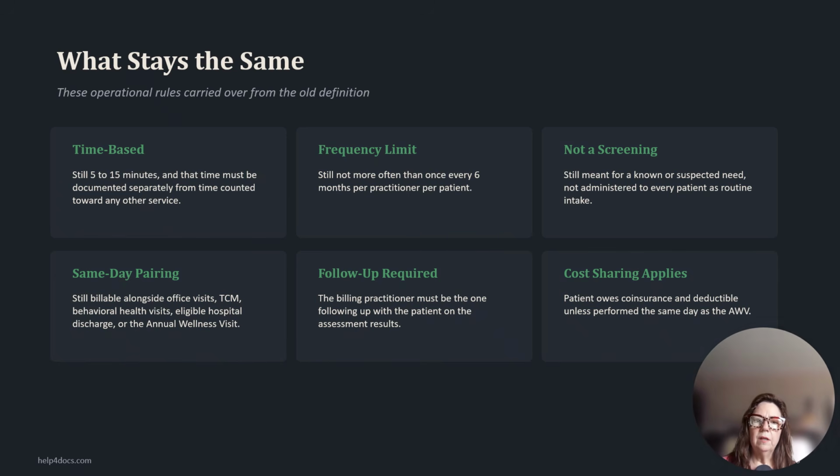Now, all that said, it's not a total overhaul. Some of the operational guardrails carried straight over from the old definition. It's still time-based at 5 to 15 minutes, still limited to once every 6 months, and still meant for a known or suspected need rather than a blanket screening. And it still pays with the same set of visit types. The billing practitioner still has to be the one doing the follow-up, and cost sharing still applies unless you're pairing it with the annual wellness visit. So the shell of the rule is still very familiar. It's the clinical content inside the shell that flipped.